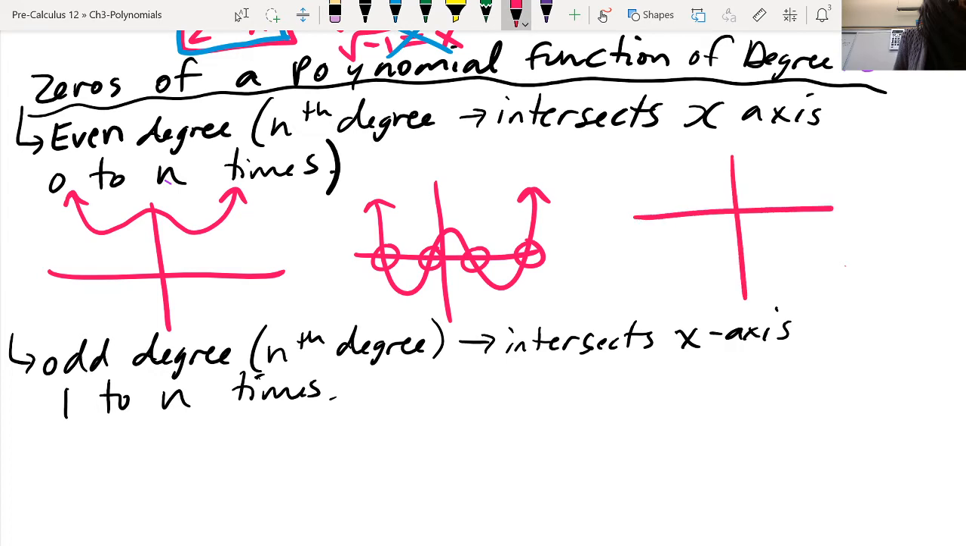And I just want to quickly show you before I switch over that you could even have something weird like this where it goes 1, 2, and then up like that. So it's actually only intersecting 2 times. So there's a lot of unusual ways that this could show up. But that's some of the forms that it could take.